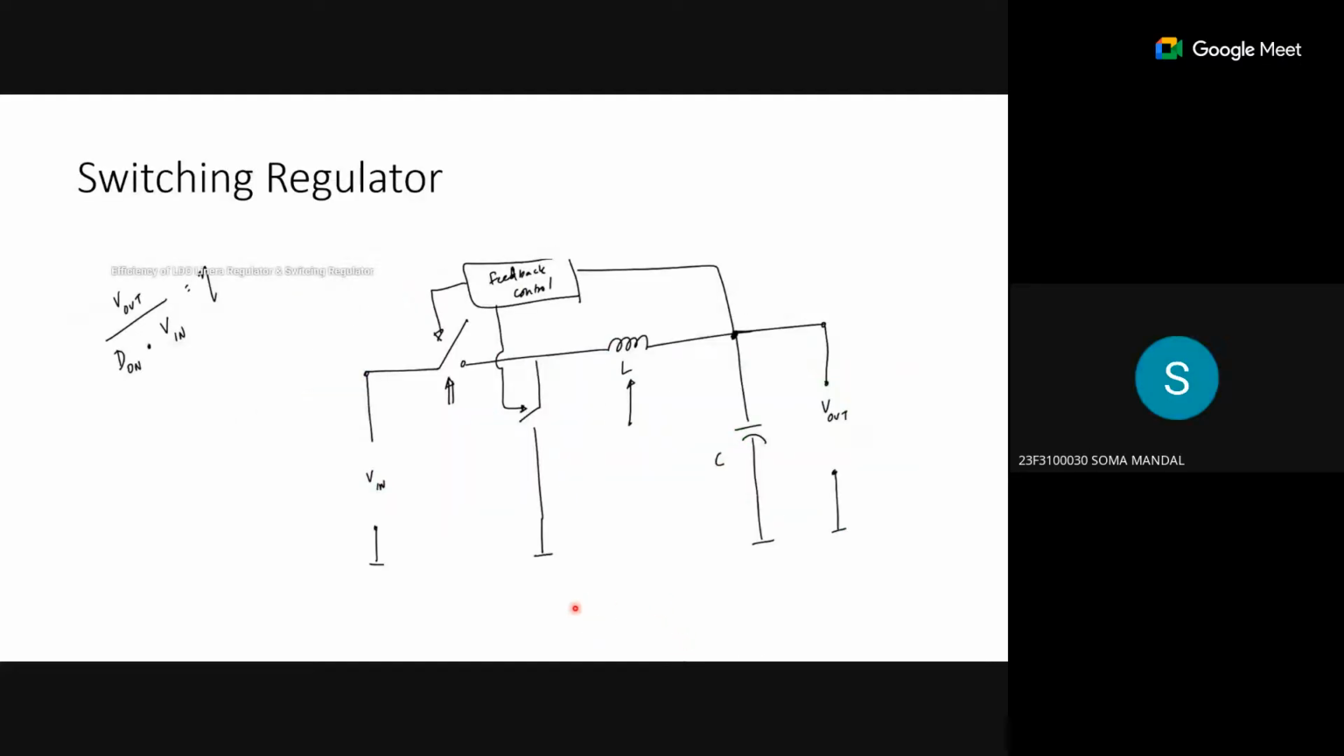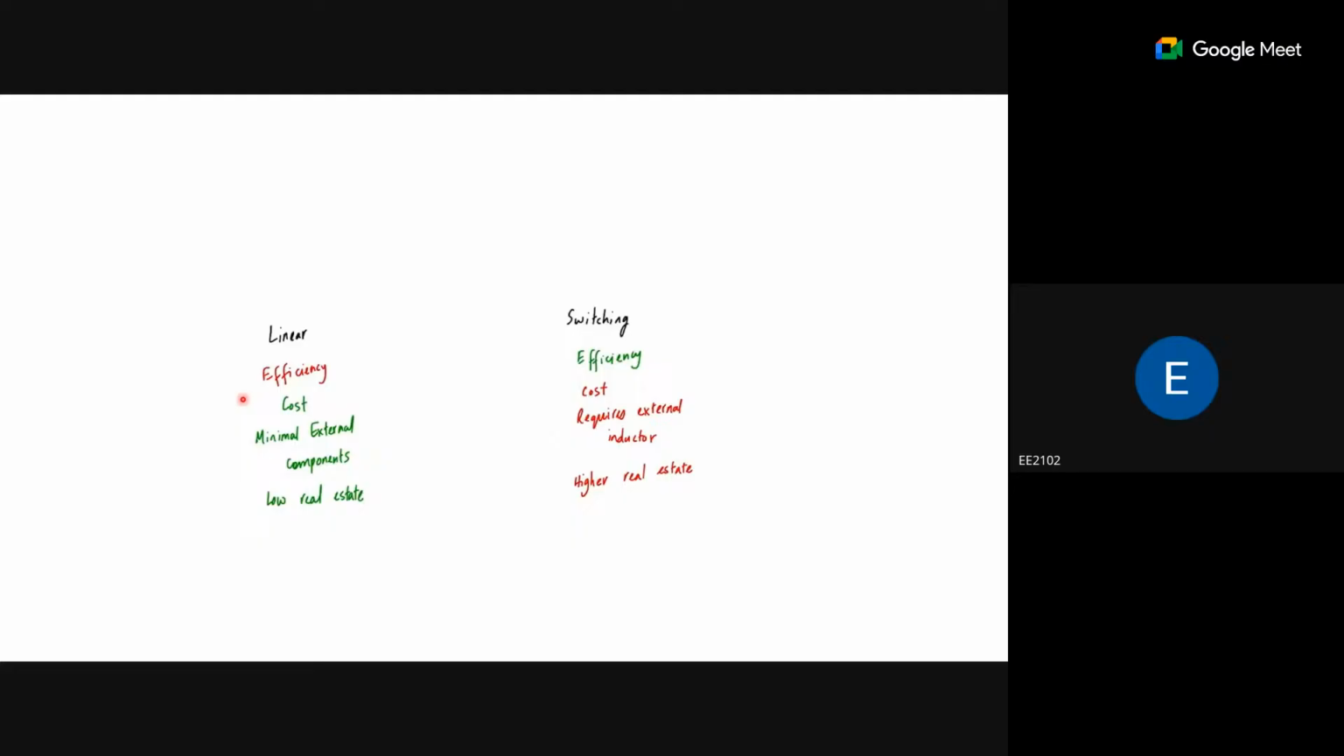Okay. So coming to the switching regulator, the difference is that the switching happens based upon your duty cycle. Basically, your efficiency is determined by using V out by V in, and then multiplied with the duty cycle.